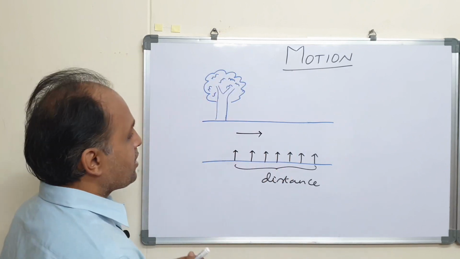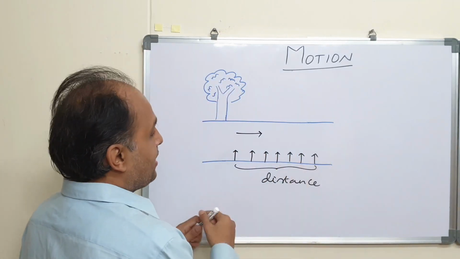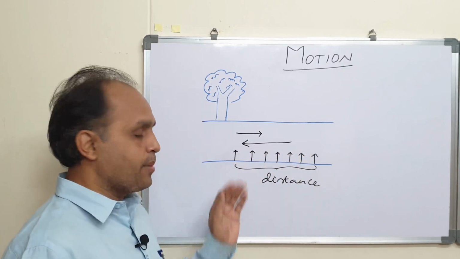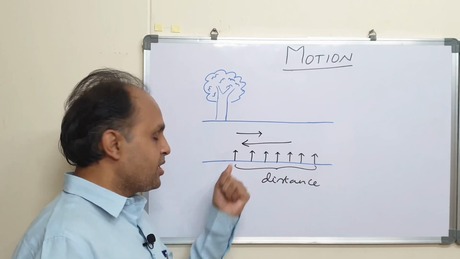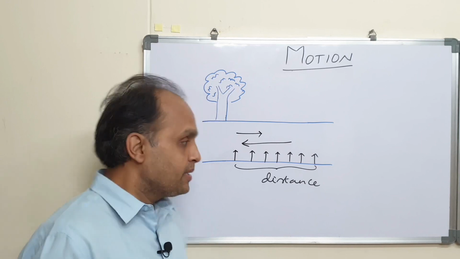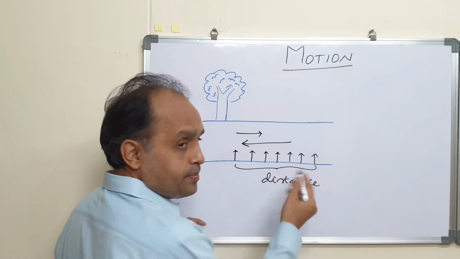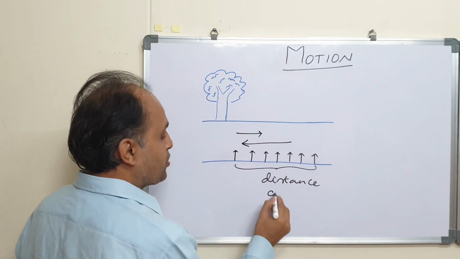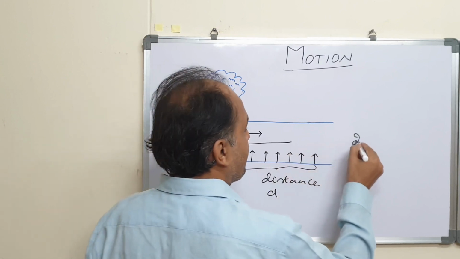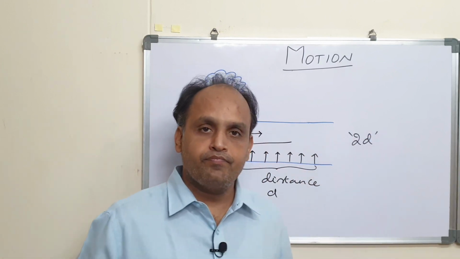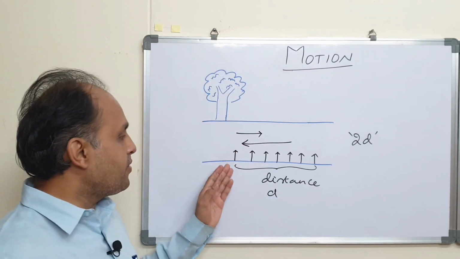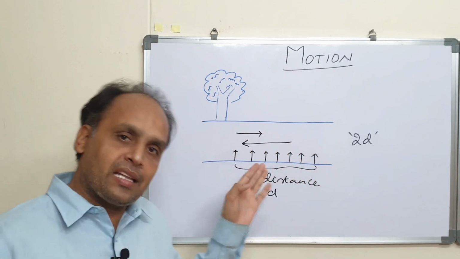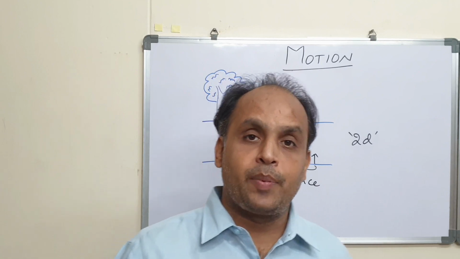Suppose the person, after going to that point, has come back to the same point and reached the same position where he was earlier. So he has again covered the same distance. So if one side is D, the distance covered by the person is 2D. Because he has gone from this position to this position, length D, and again he has come back, another length D. So the total distance covered by the person is 2D.